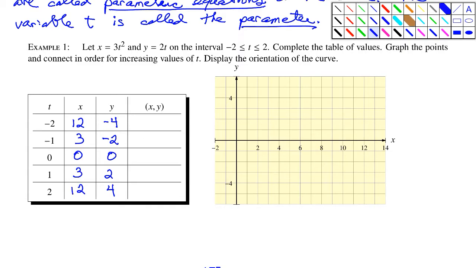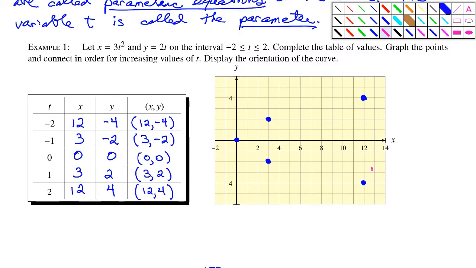Now create these points. 12, comma, -4. 3, comma, -2. 0, comma, 0. 3, comma, 2. And 12, comma, 4. Let's graph each of these points. So we start with 12, -4. 3, -2. 0, 0. 3, +2. And 12, +4.